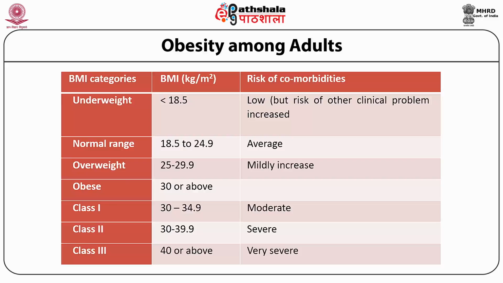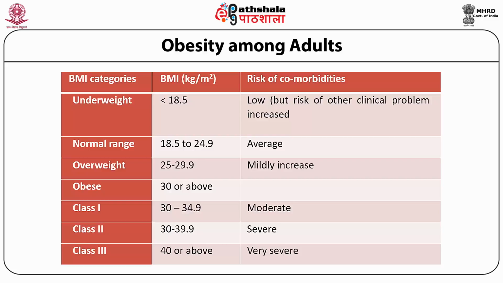The World Health Organization classification to define the degree of overweight has been accepted internationally and also by the National Institutes of Health, NIH, in 1998, which was revised later in 2000. According to their standards, a person having a BMI of less than 18.5 is classified as underweight, and they have a low risk of comorbidities, though the risk of other clinical problems is increased among them.